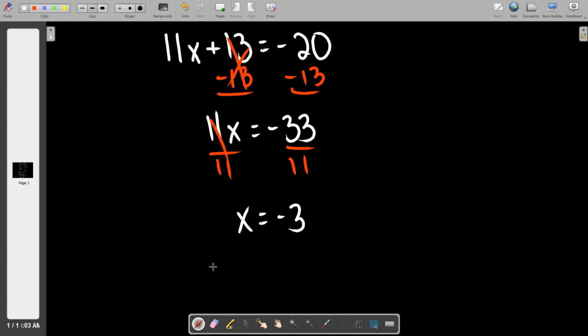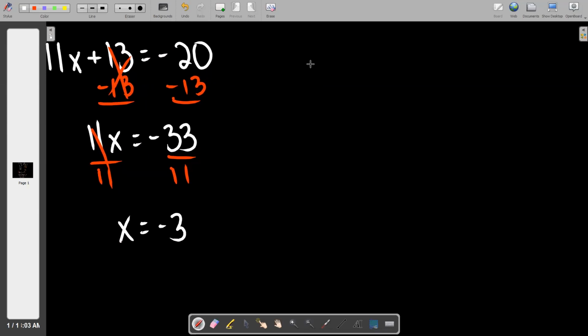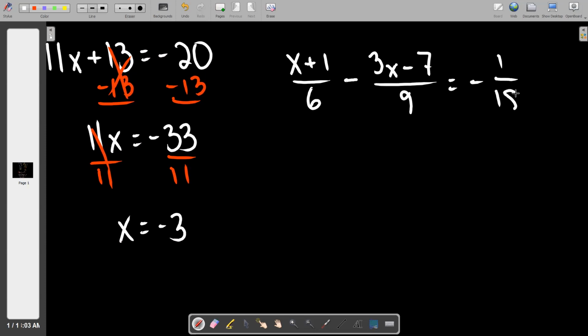There's that last one to go. I'll just scoot this over for those of you that are still copying things down. So we have x plus 1 over 6. Ooh, you knew this was coming. A minus, that's the killer, 3x minus 7 over 9 equals negative 1 over 18.